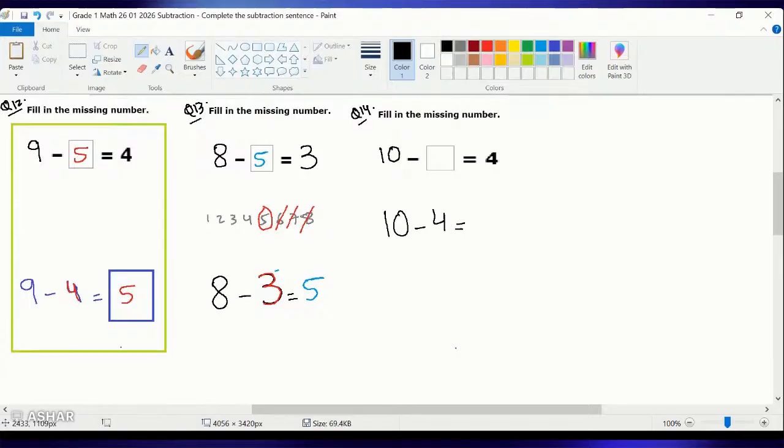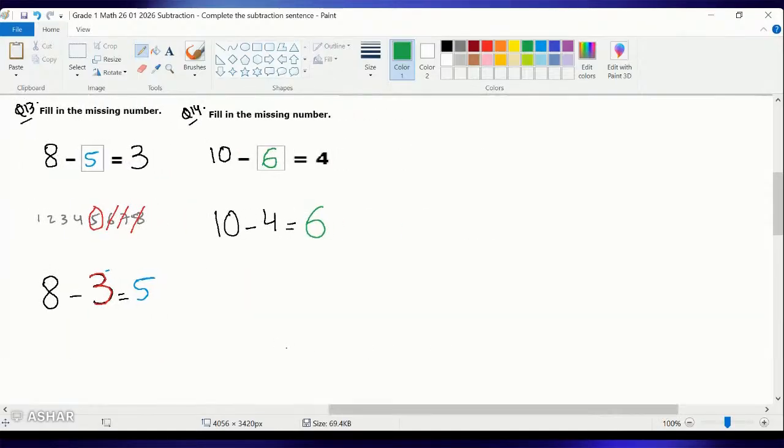Yes, thank you. We are left with 6 open, right? That means if 10 minus 4 was 6, then 10 minus 6 would be 4. And both of these statements would be true. Agreed? Yes, thank you.